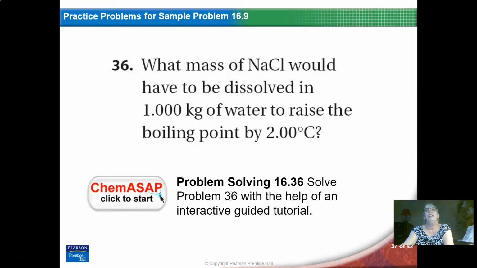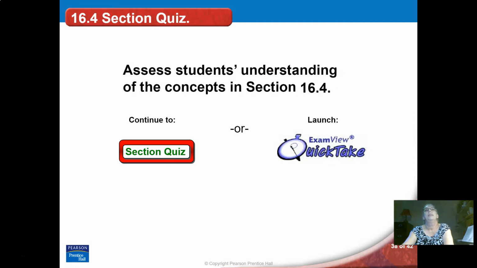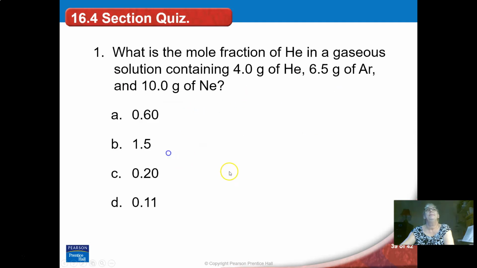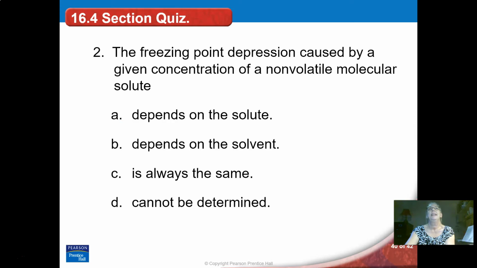So there's one you could try. Remember, NaCl is going to break into two pieces. So let's see how you do on this one. You're probably going to have to stop me, freeze me, do the math, and figure out how much He is as a mole fraction, helium, and then pause me, and then here's the answer. So try that one.